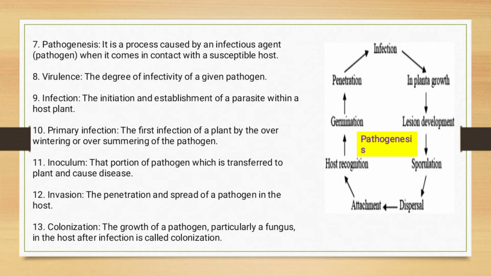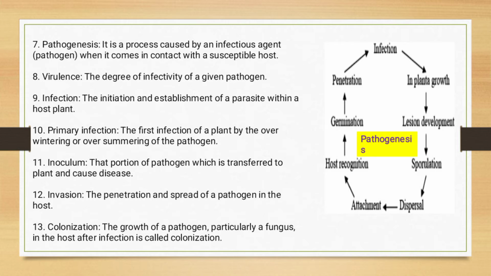Next, pathogenesis. It is a process caused by an infectious agent, that is called pathogen, when it comes in contact with a susceptible host. Means in simple words, pathogenesis is the chain of events which leads to disease development. Virulence: the degree of infectivity of a given pathogen. Infection: the initiation and establishment of a parasite within a host plant.